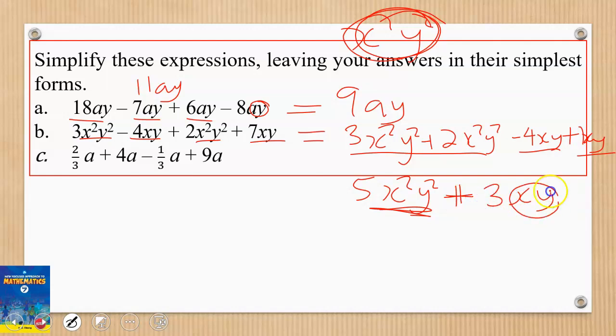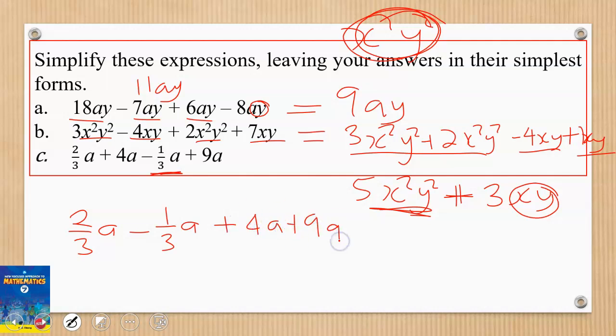Assuming that we call this xy maybe a water bottle, we will say 7 water bottles minus 4 water bottles will give us 3 water bottles. That is what happens. Then the final one, we have 2 thirds a. So we can group them and say minus 1/3 a, then plus 4a plus 9a.